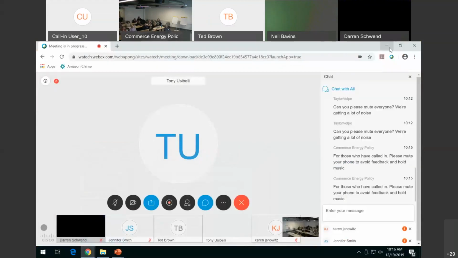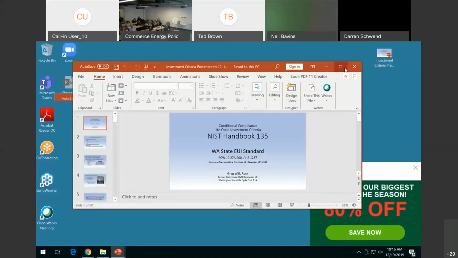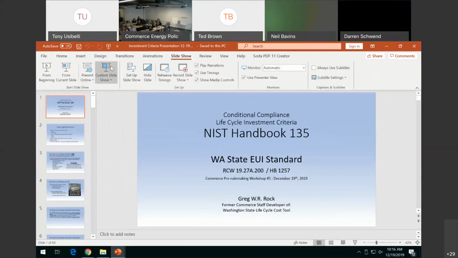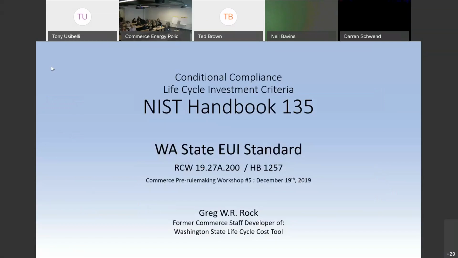As I turn my back here to try to get everything set up. Oh. Cool. Slide. See it there? There we are. Slideshow start. Perfect.